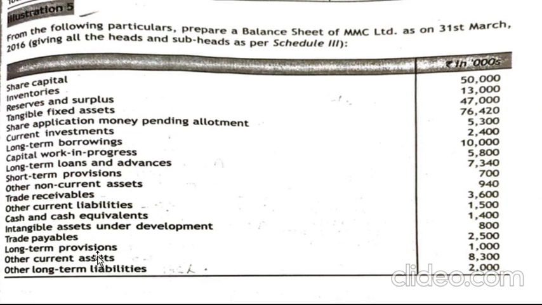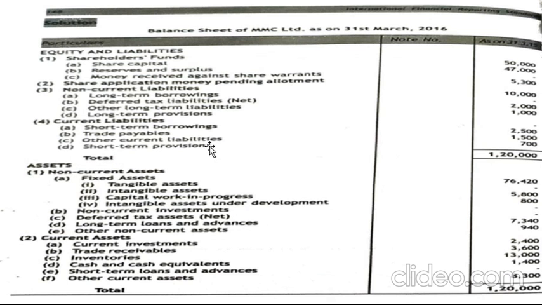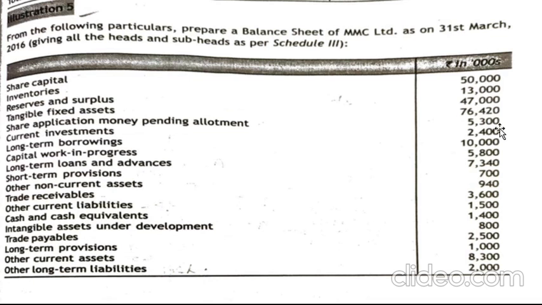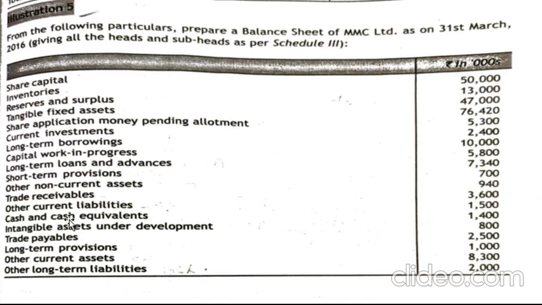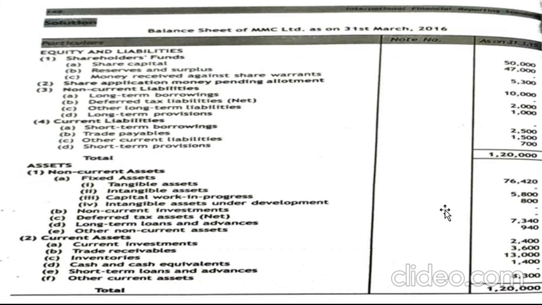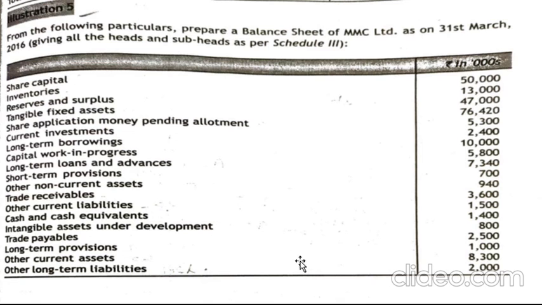First one is current investments. Yes, we have current investments, which is 2,400, so we will record current investments 2,400. Next, as per the format, we need to check, do we have trade receivables? Yes, we have trade receivables, which is 3,600, so we will record the trade receivables 3,600. Next, according to the format, inventories should be present. Do we have inventories in the question?